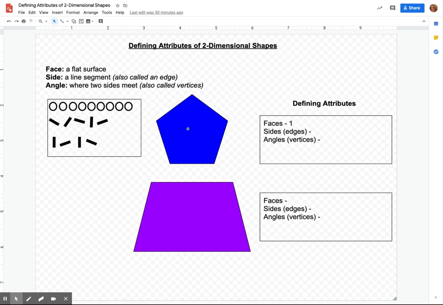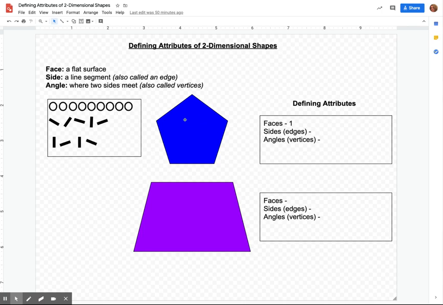Okay, so it's important that you understand all of this vocabulary because you could see these words interchanged for each other. So you need to know that the side could also be called an edge, and an angle could also be called a vertex or a vertices. Okay, so let's take a look. Defining attributes are faces, sides, and angles.